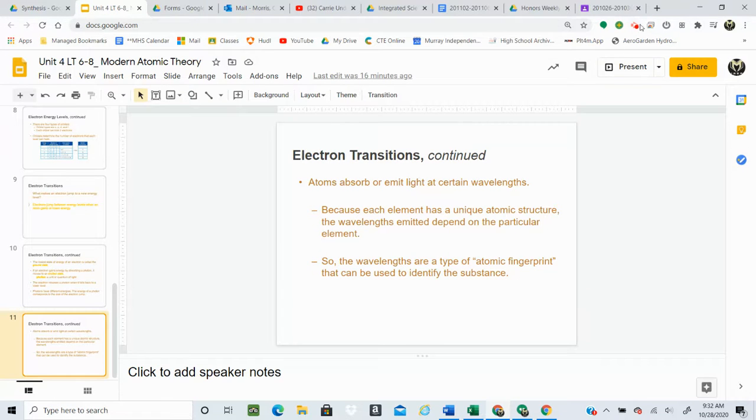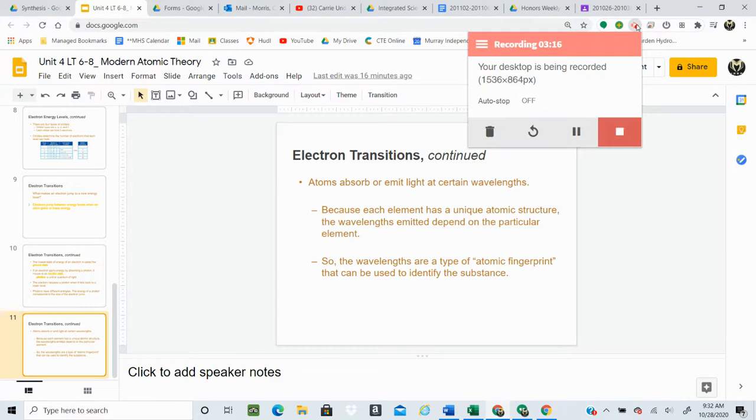That is the end of this learning target and this unit. So be sure you complete the form. I know this one was short, and then we'll move into some other activities to wrap up Unit 4. If you have questions, let me know.